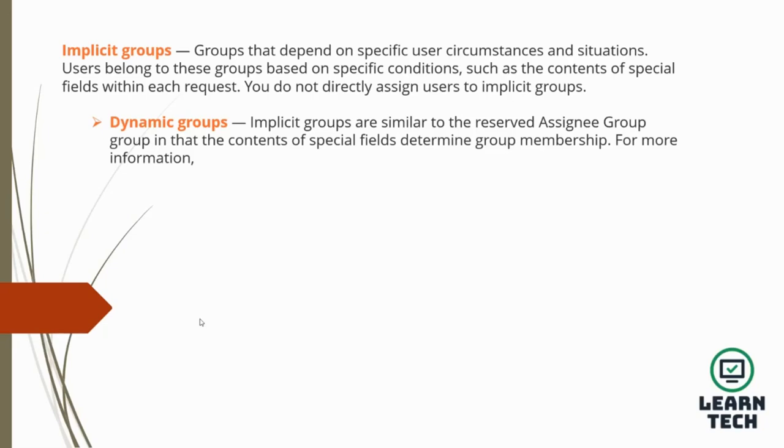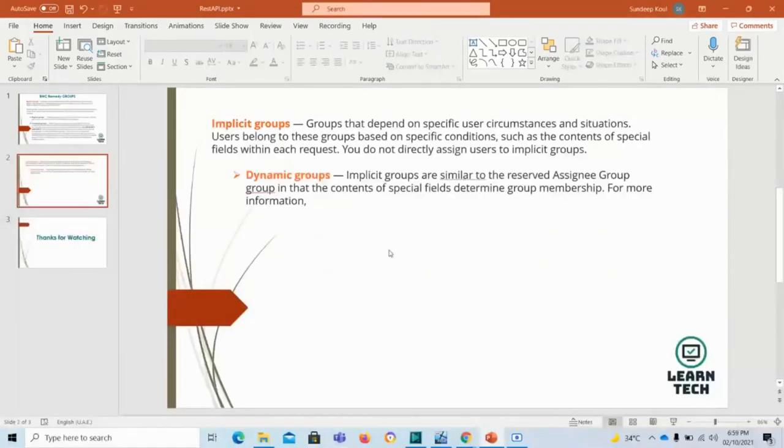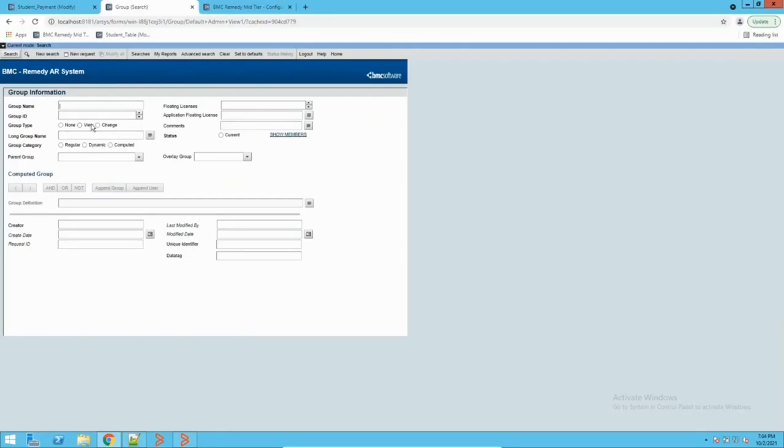Okay, let me go to the groups. Let me directly go to the application, and there we will see it. Here, this is my group form. This is a form where you define all the groups in BMC Remedy, whether it is defined out of the box or you have to define it. This is the form where we define it.